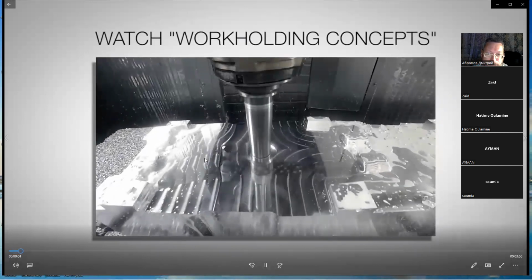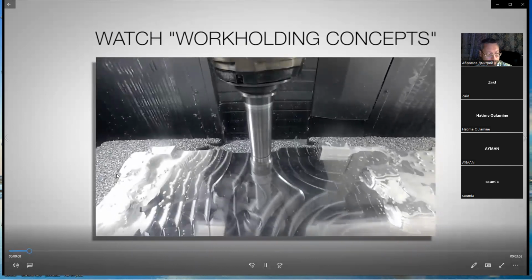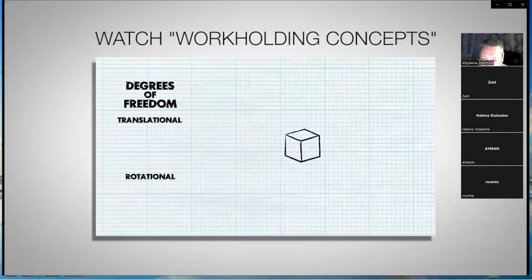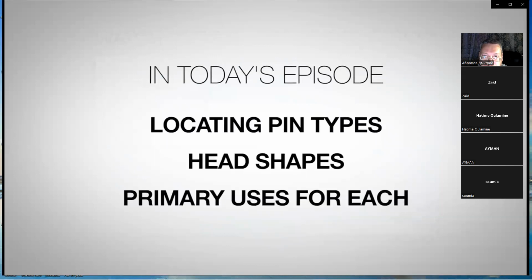Locating pins are used in work-holding fixtures and jigs to secure workpieces during the production of parts. If you're new to work-holding concepts, check out our first episode for an introduction to the basics. This episode will take a look at the main types of locating pins, head shapes, and the primary uses for each one.